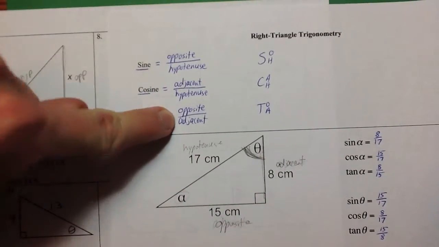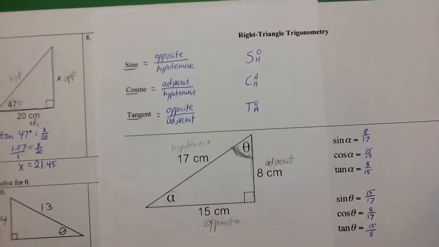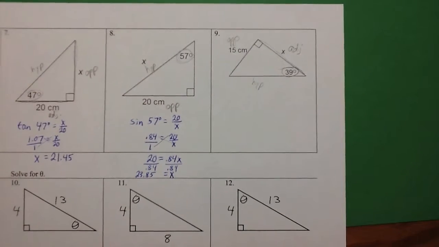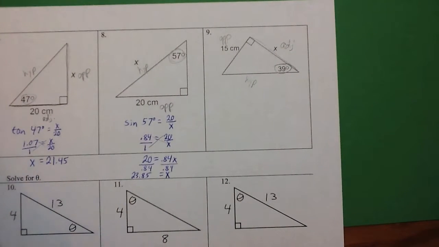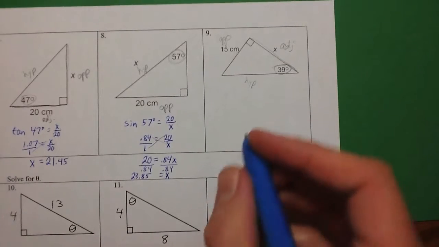Opposite and adjacent are tangent. We've had 4 tangent problems on this. We've only had one sine and one cosine. Isn't that sad? Sine and cosine feel left out.